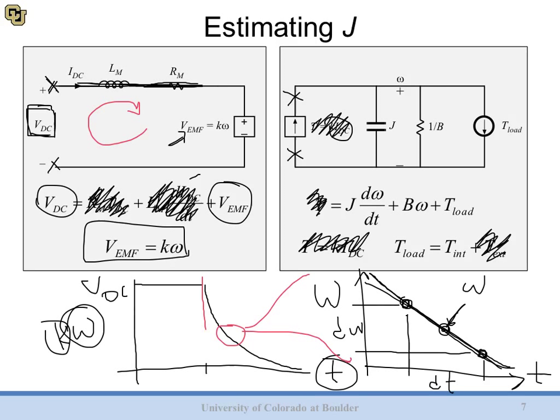Okay, what do we do with these? Well, plug them back into our equation. Take a look up here. We've given ourselves a d omega, so that's a known. We've given ourselves a dt, so that's a known. We've chosen an omega in the middle, so we know that. B we've already estimated, and T load is now equal to T int, and we know what that is. Our only unknown is this J parameter.